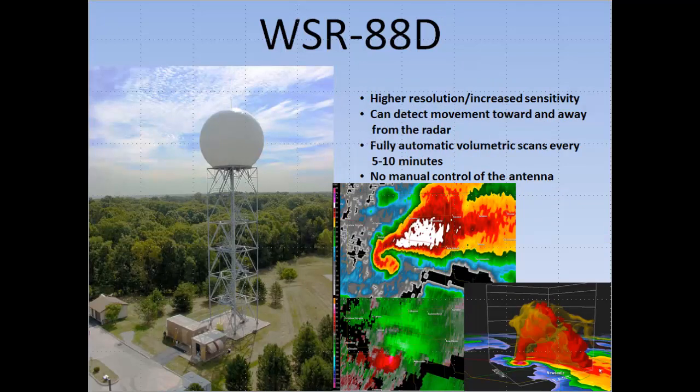Here are a few of the advantages of the WSR-88D over the 57. You have a higher resolution and increased sensitivity over the 57, and of course you can detect the movement toward and away from the radar. It has fully automatic volumetric scans of the atmosphere every 5 to 10 minutes. However, there is no manual control of the antenna, so there is no way for the operator to stop the antenna and initiate a sector scan like there was with the WSR-57. All of the volume products from the WSR-88D are fully automatic.